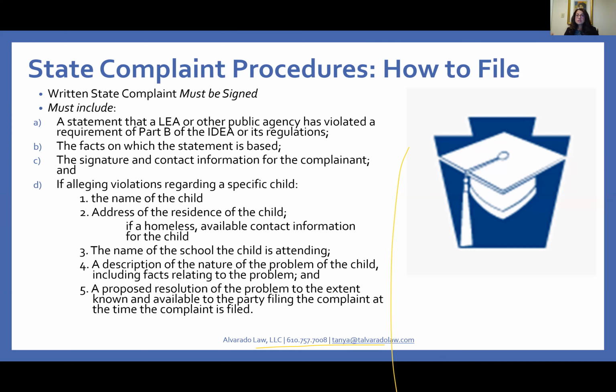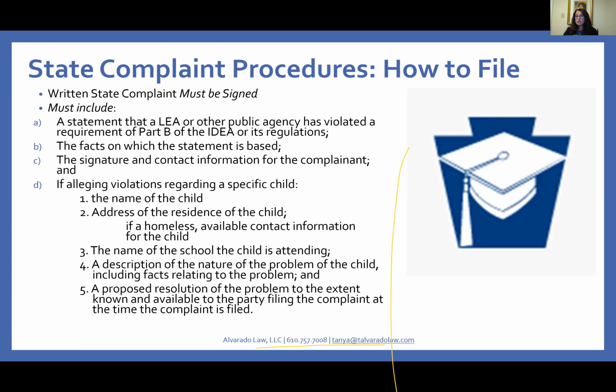Then you do have to give facts. So you can say, the school district isn't providing my child appropriate education, but then you have to add facts. For instance, my child needs reading and there are no reading goals, or they need assistive technology and none was offered, or I asked for them to evaluate for assistive technology and they said no. Whatever the facts are that are the basis of it.